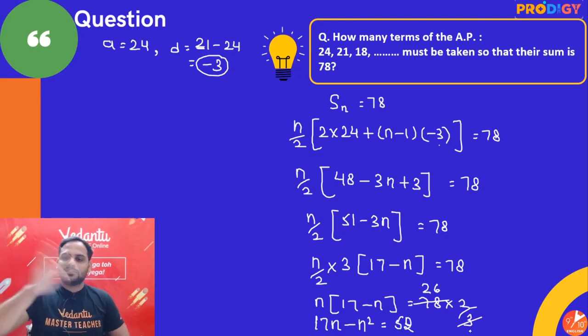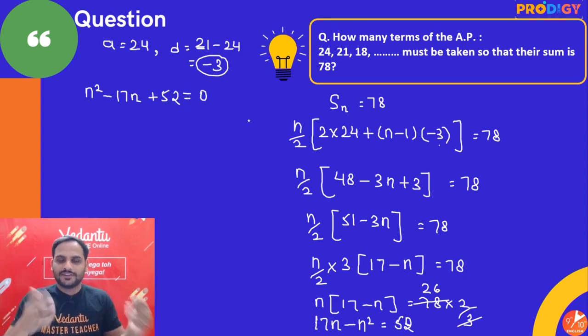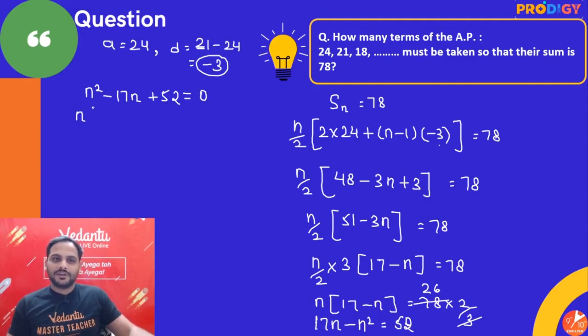Alright, shift minus n square over there, 17n over there. Finally, you have got n square minus 17n plus 52 is equal to 0. Quadratic equation. Let's solve it. I have to split the middle term first. So splitting will be 13 fours.